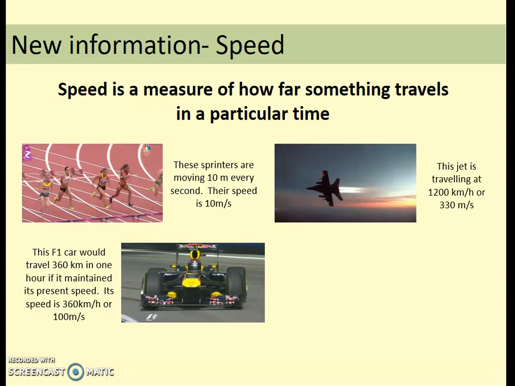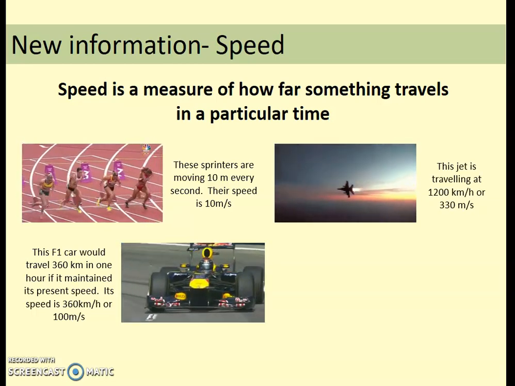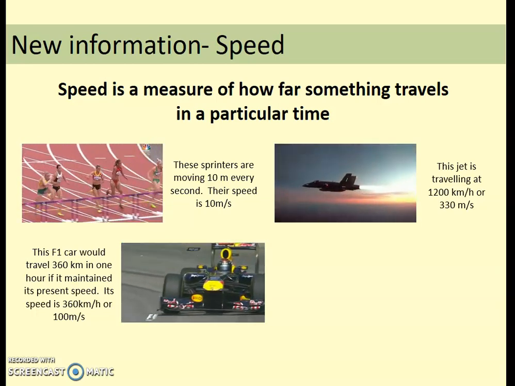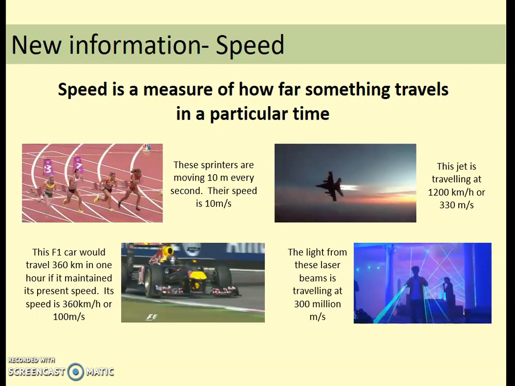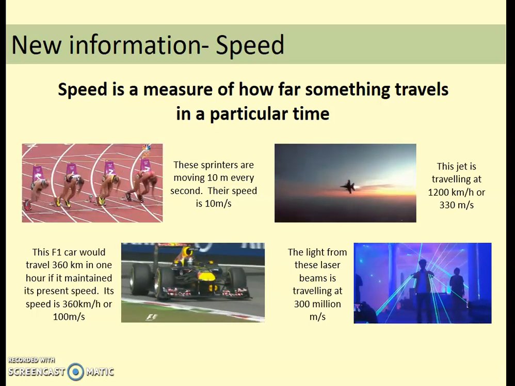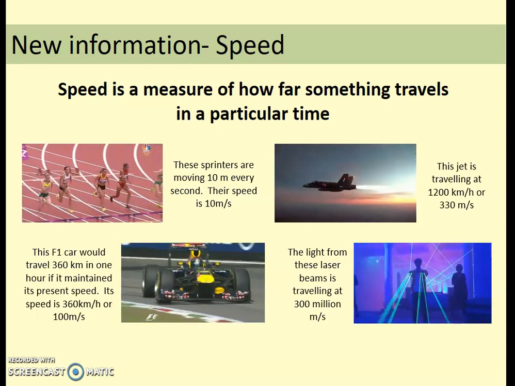Another one that's travelling a little bit faster is the jet, and that is a super jet. So that travels at 1,200 kilometres an hour or 330 metres per second. You've got light from a laser as well. Now that can also be measured how fast that's travelling, and that's 300 million metres per second. So that is really, really quick.